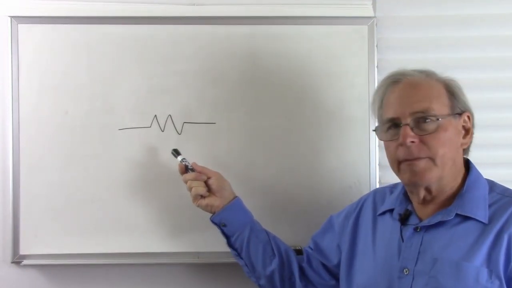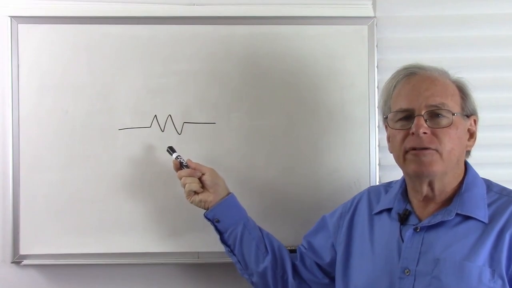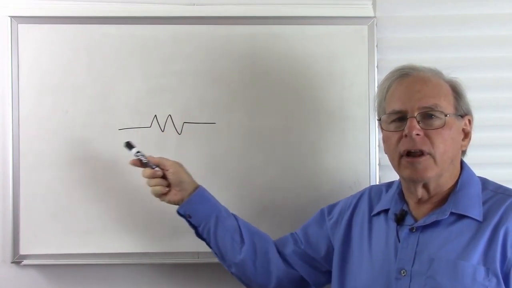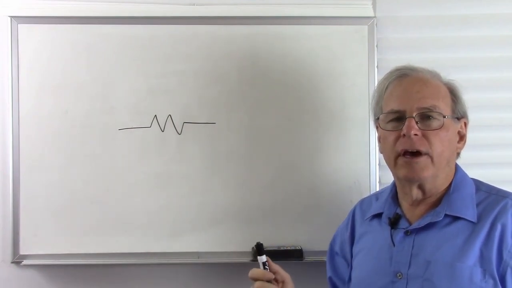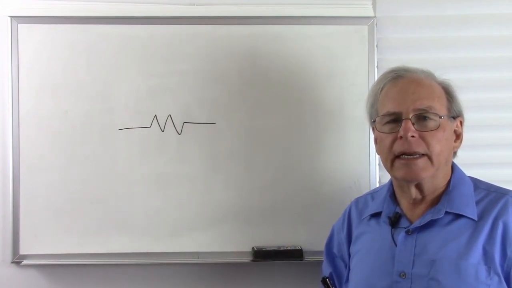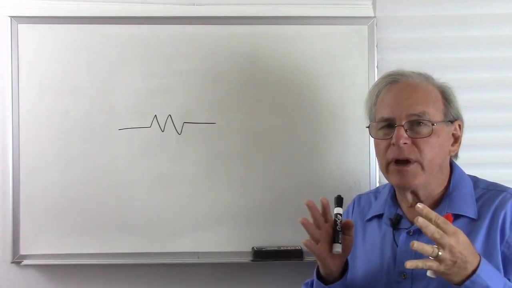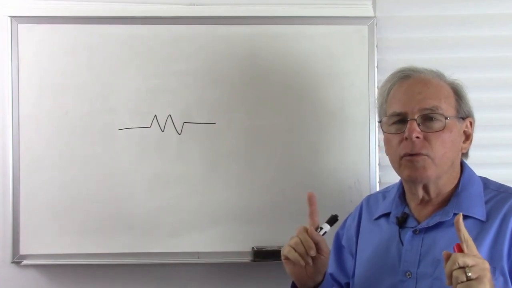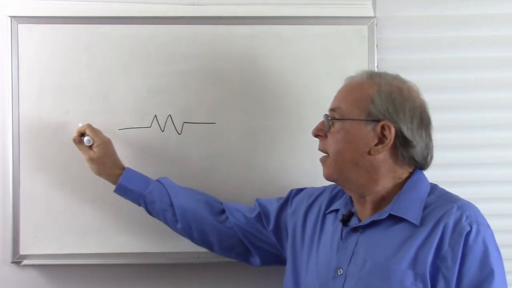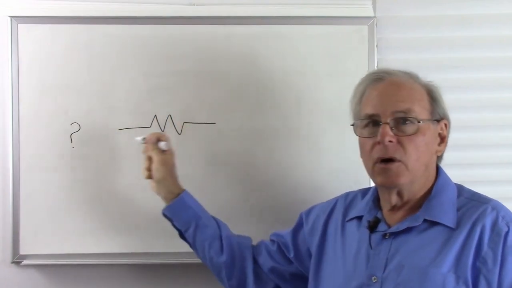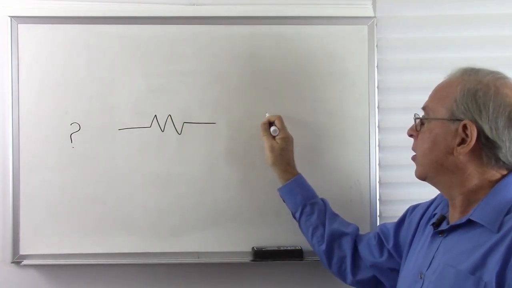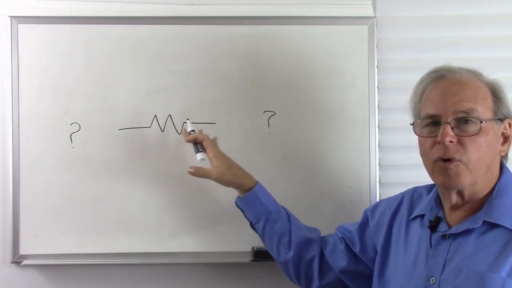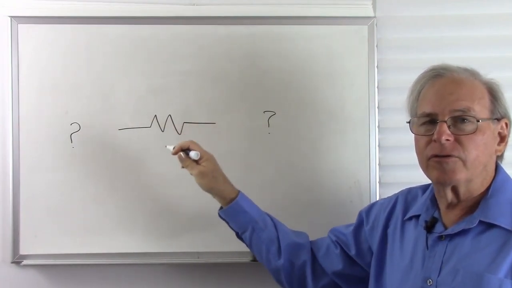This is the schematic symbol for a resistor. In much of the world, they use a rectangle. In the US, we tend to use a zigzag line. These other lines represent conductors connected to that resistor. When we are examining electronic circuits, we often have to zero in on individual resistors and pretty much ignore what's going on around them. So we're going to look at this in such a way that we don't know what's going on over there, and we don't know what's going on over here. All we are interested in is what's going on at this resistor.